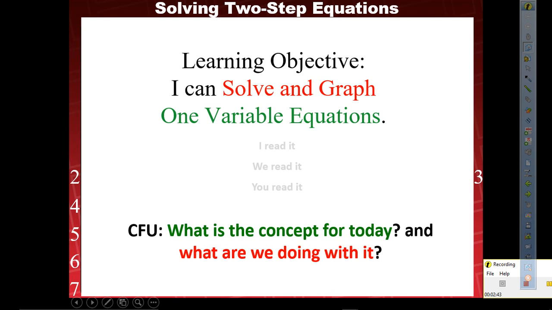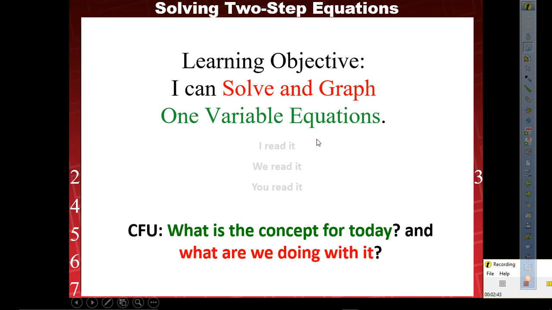All right. Here we go. Let's read the objective. I can solve and graph one variable equation. Read together. 1, 2, 3. I can solve and graph one variable equation. And if you notice, I already gave you the objective at the bottom. It's already in there. Turn to your neighbor, let them know what is the concept for today.